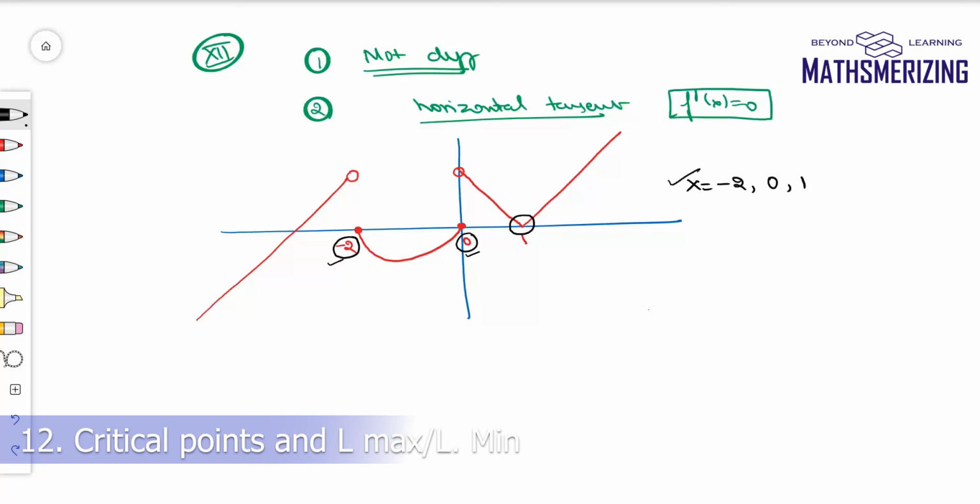Now I'll also need to find the points where I may have a horizontal tangent. So if I look at this point, maybe I'll say this point is -1. At this point, if I draw a tangent, this tangent will be horizontal. So I'll get another critical point, and that will be x equals -1. So this function has 4 critical points: -2, 0, 1 and -1.